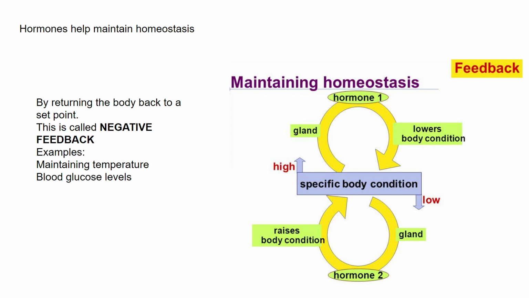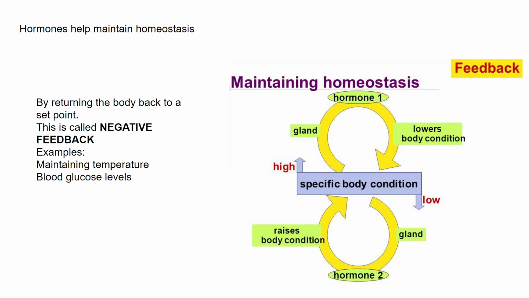Hormones are extremely important because they help maintain homeostasis through something called a negative feedback loop, by returning the body back to its set point. For example, maintaining temperature, blood glucose levels. For example, if we're sick and we release a hormone or a messenger system that tells us, hey, we need to raise our temperature. And so the cells go into overdrive, doing cellular respiration to raise our temperature.